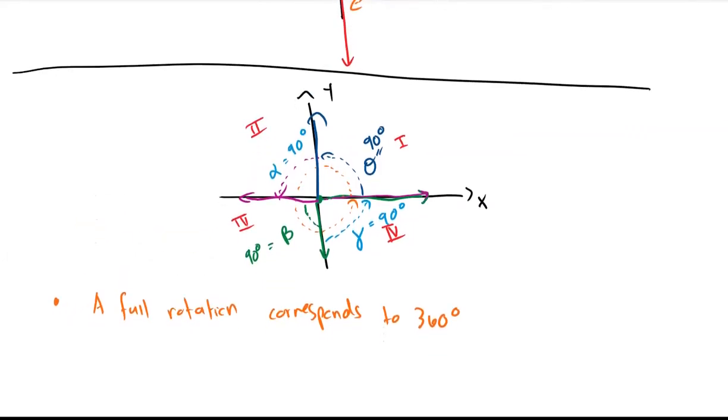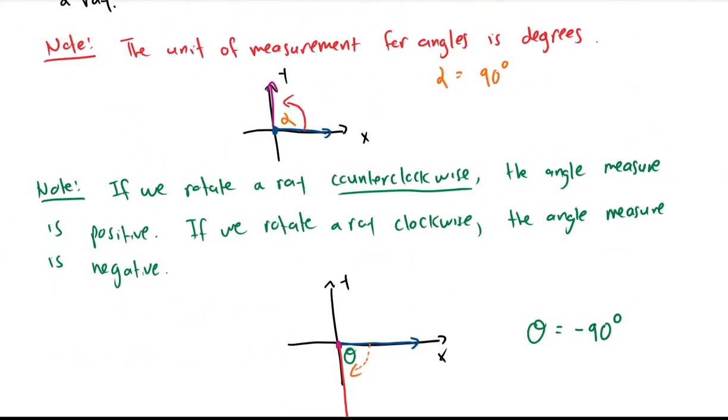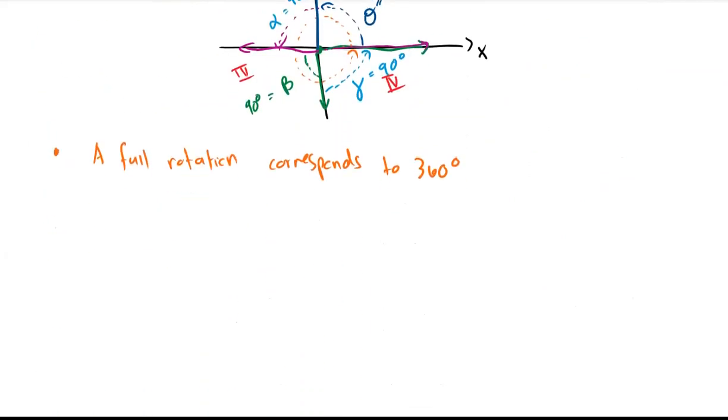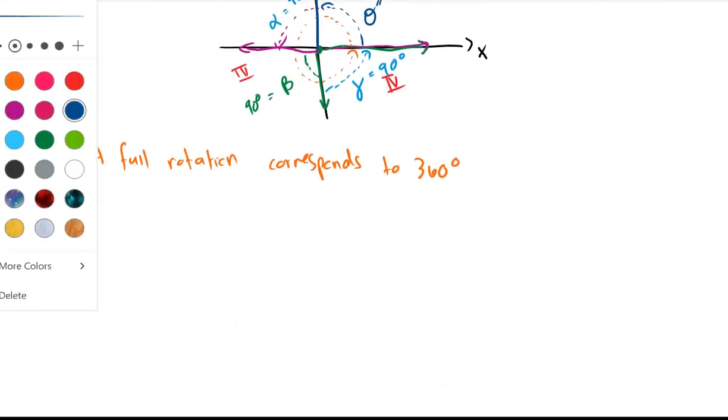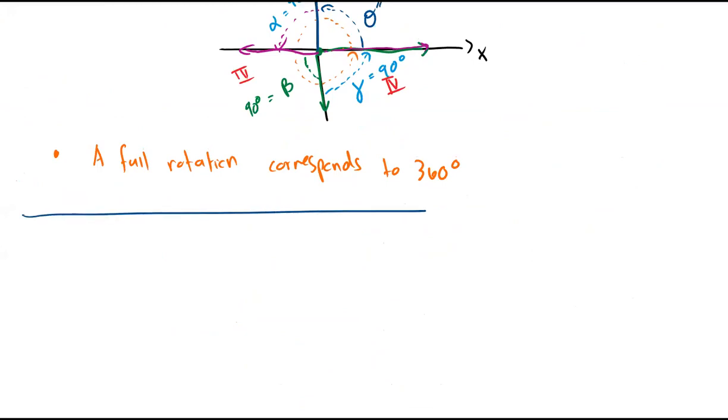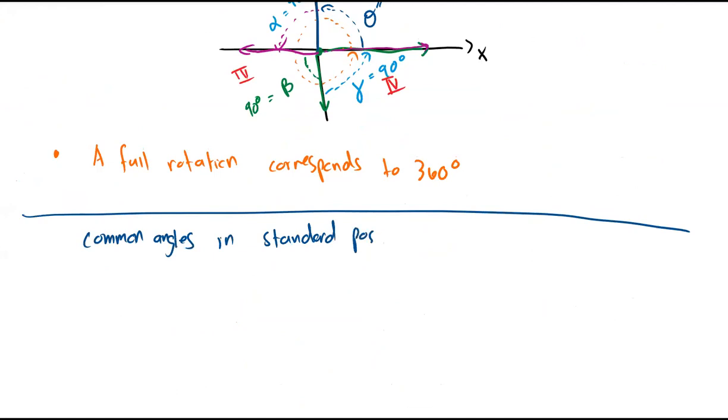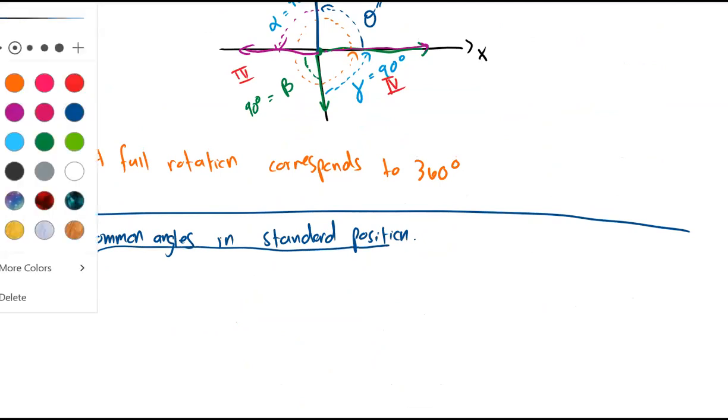And one thing that's going to be very useful for us for geometric interpretations and for simplifying our work. Now I'm going to do one more thing before I stop this video. I'm just going to give you pictures of common angles in standard position. I already showed you the 90-degree angle in standard position. I gave you 90 degrees and 360 degrees. So let's do a couple more.